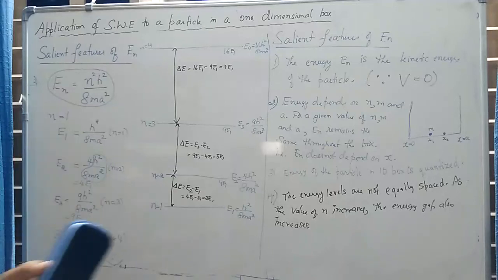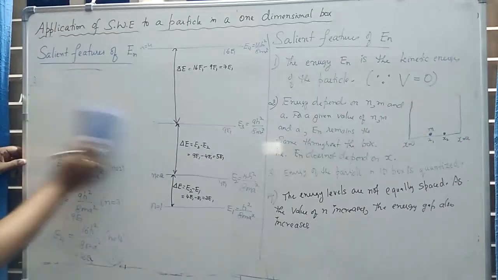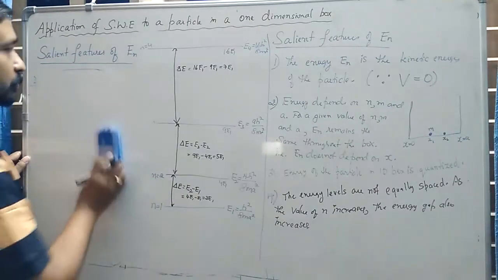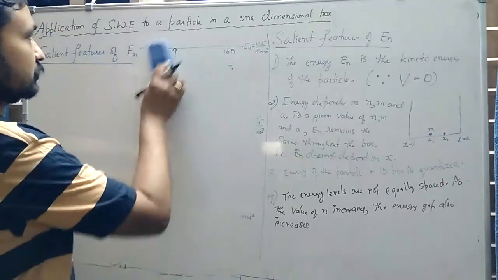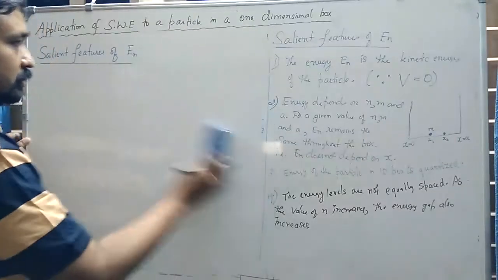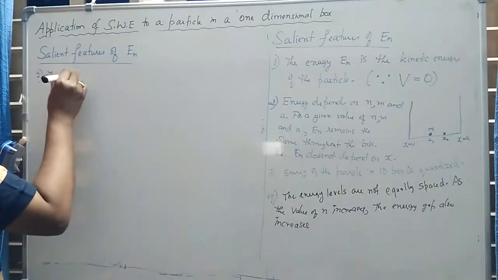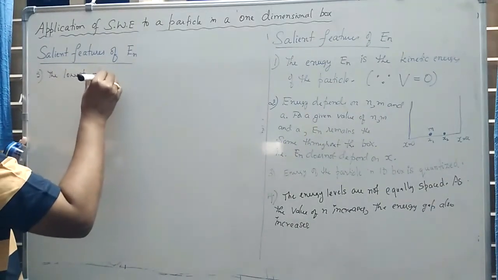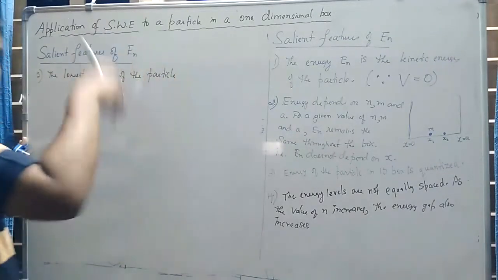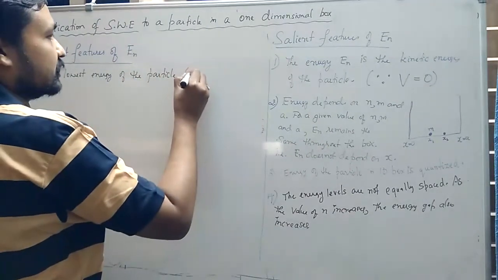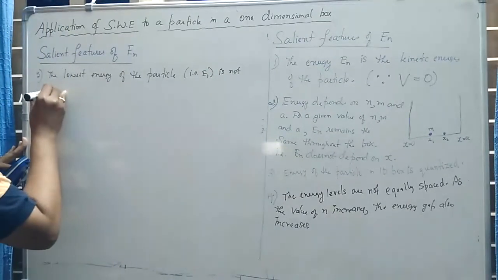So the fifth important characteristic of the particle in a one-dimensional box is the lowest energy of the particle. I'll erase this off. The fifth point: the lowest energy of the particle in this case, that is in the one-dimensional box, that is E1, is not 0.